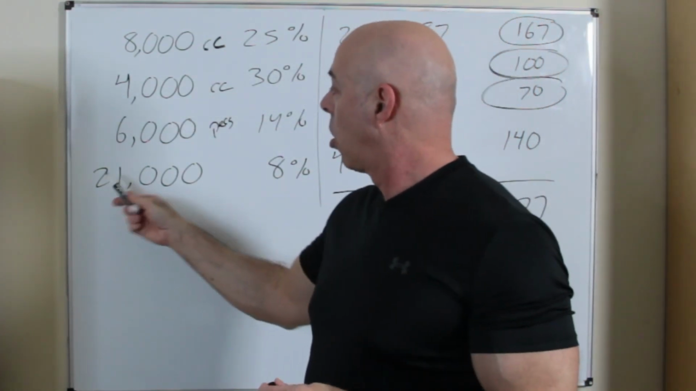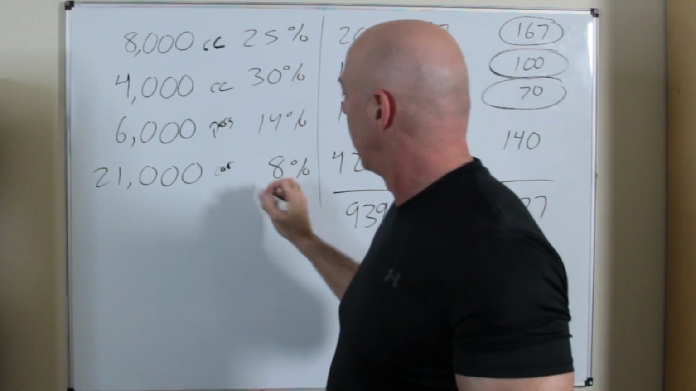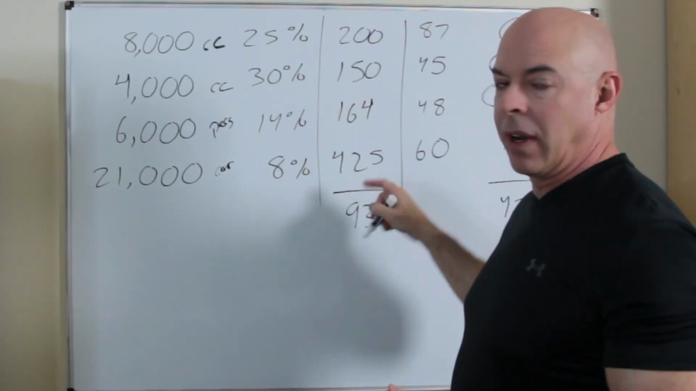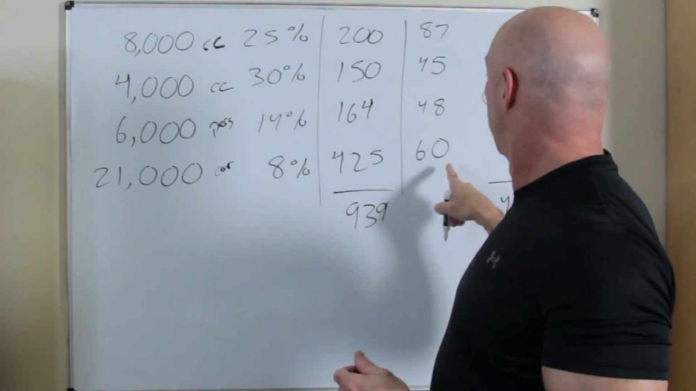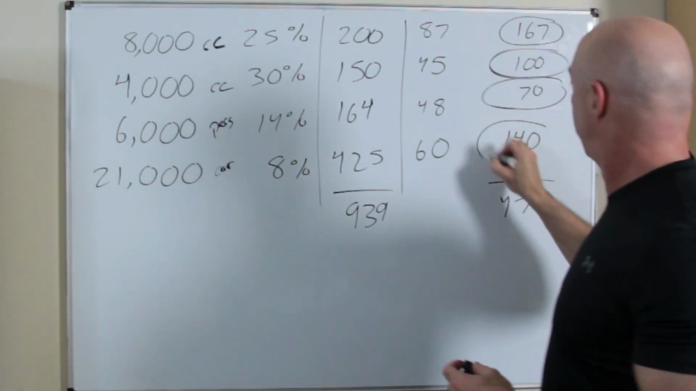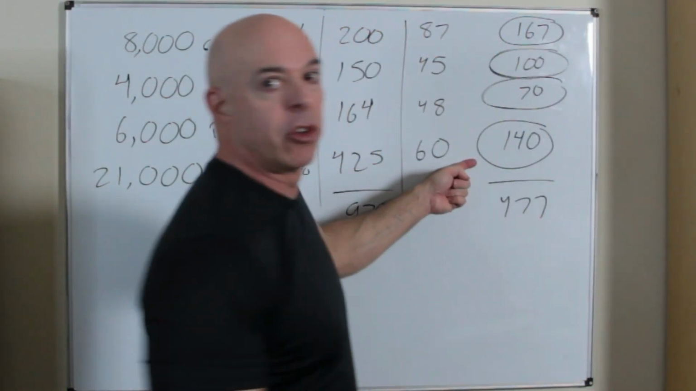Lastly, we've got a car loan, $21,000, 8%, $425 the monthly payment. 60 months is what it's going to take. So it's going to be 5 years. And 140 of that is going to go to interest.